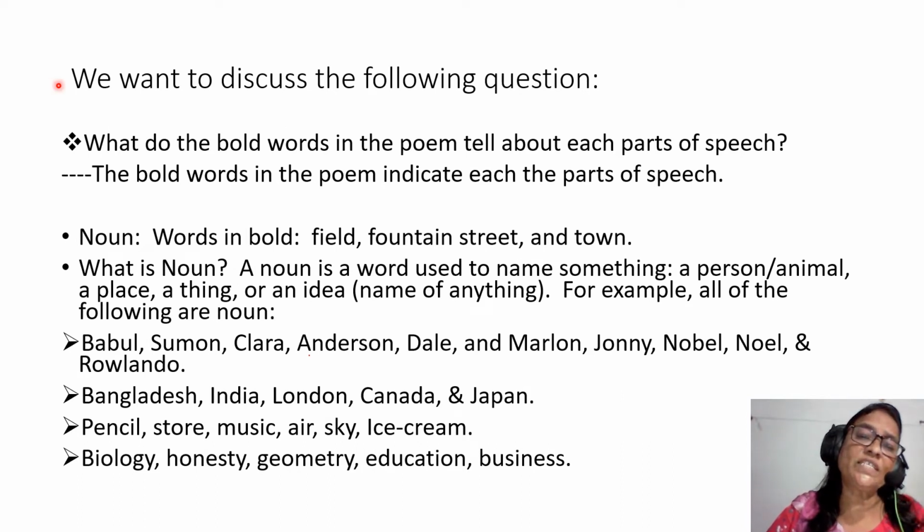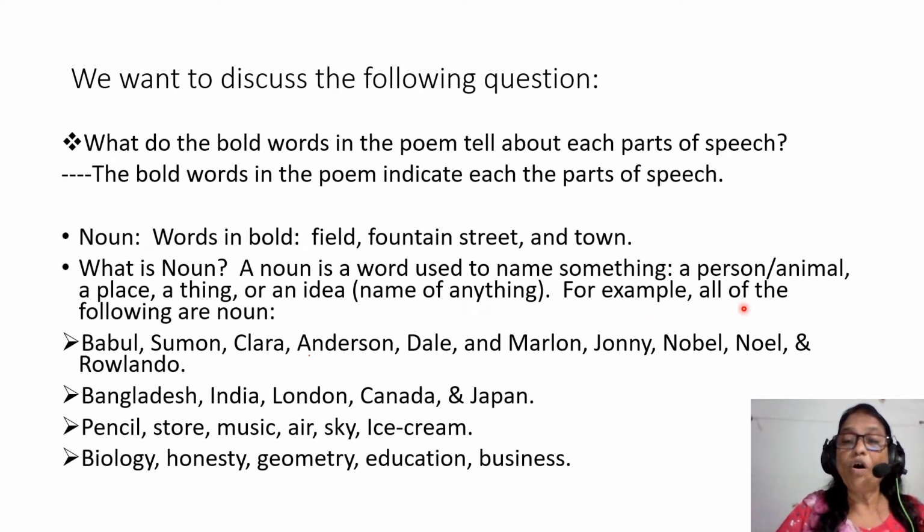We want to discuss the following question. What do the bold words in the poem tell about each part of speech? The bold words in the poem indicate each of the parts of speech. First, noun. Words in bold: field, fountain, street, and town. Then we know what a noun is. A noun is a word used to name something: a person, animal, a place, a thing, or an idea. In short, name of anything.